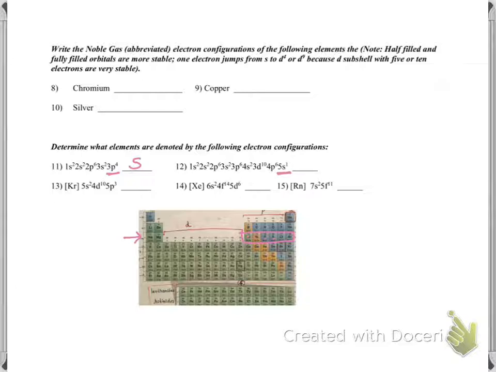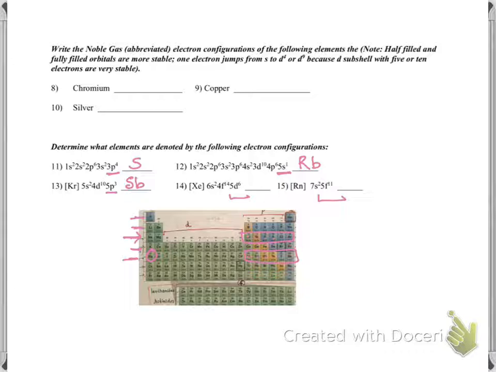5s1 means fifth row, 1, 2, 3, 4, 5, fifth row S block and first one, so it is rubidium. Then here 5p3, again 1, 2, 3, 4, 5. In the fifth row these are the p block and the third one, 1, 2, 3, so it is going to be Sb, antimony.